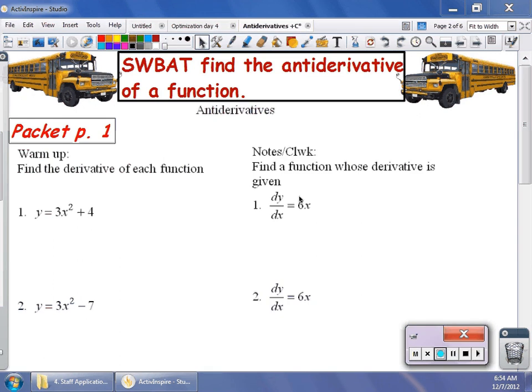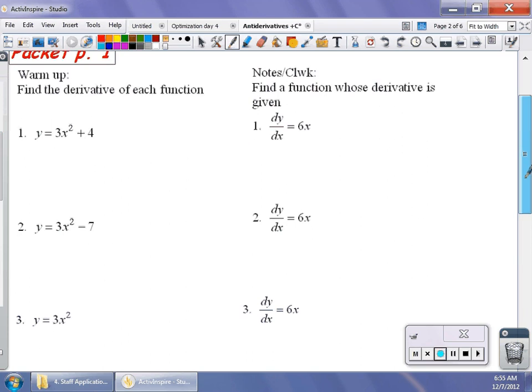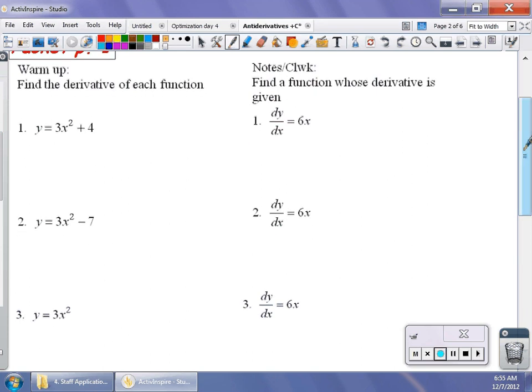As you can see from the objective of this page, we're going to be looking at finding the antiderivative of a function. So the first thing that I'd like for you to do, if you are in my class, is to go to page 1 in your packet, and on the left hand side of page 1, as you can see from the screen, that is a warm-up.